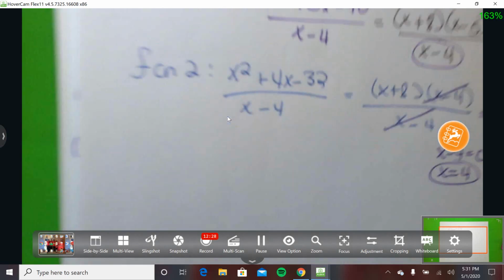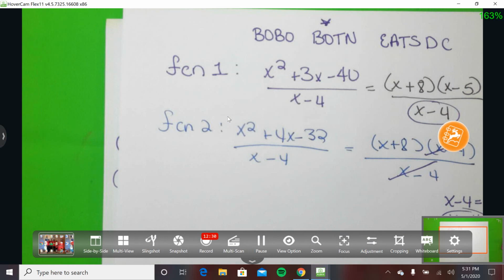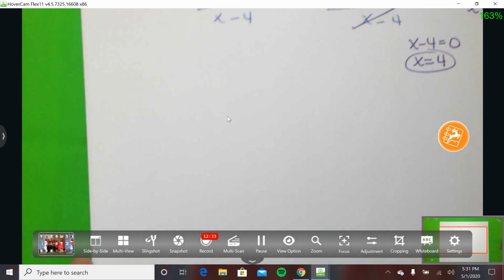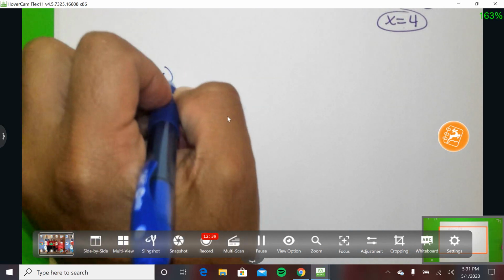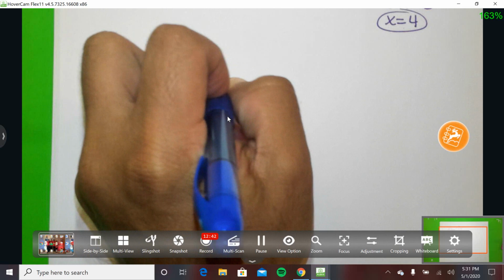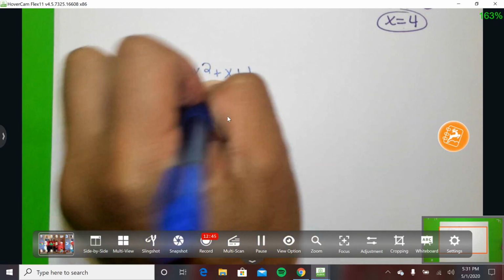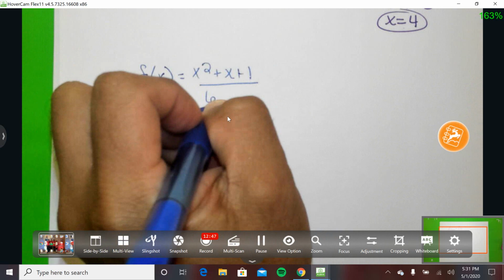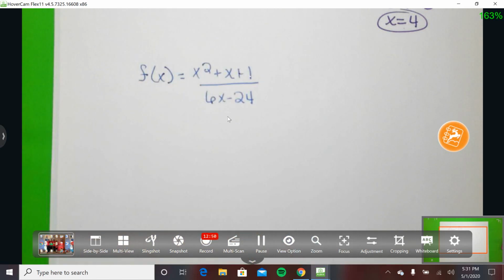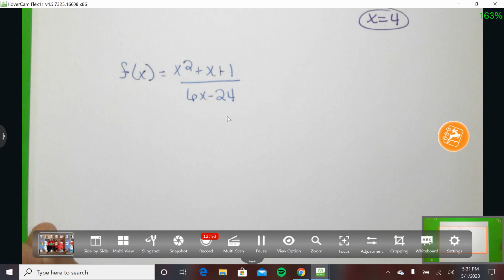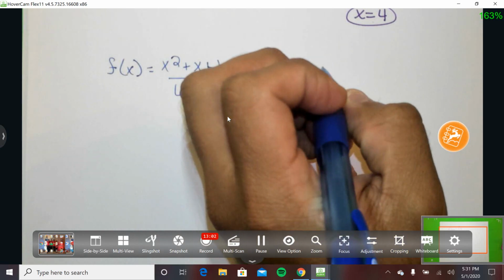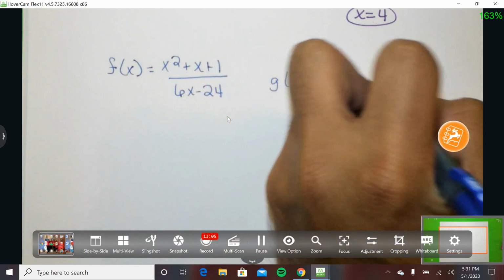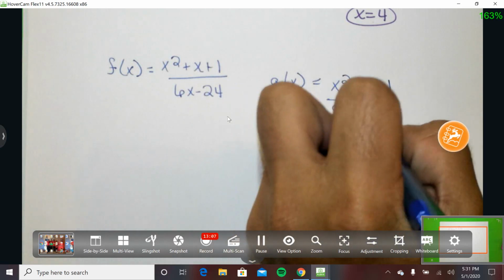The next one is, alright, let me go back to the one that has the two functions. f of x equals x squared plus x plus 1 over 6. I'm going to go ahead and distribute and say 6x minus 24. You're comparing the steepness of the oblique asymptotes. And then you have g of x equals x squared plus x plus 1 over 8 times x minus 4.